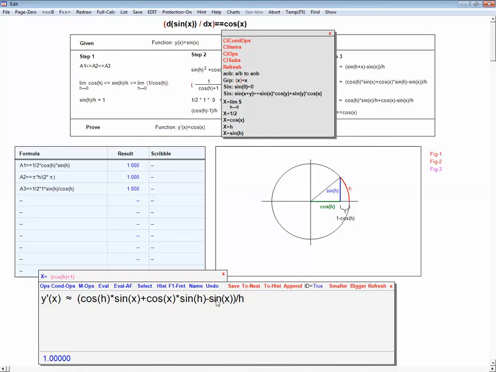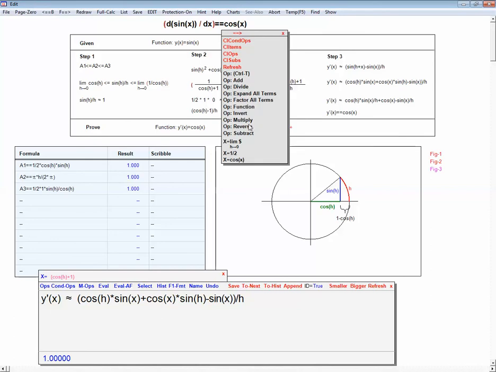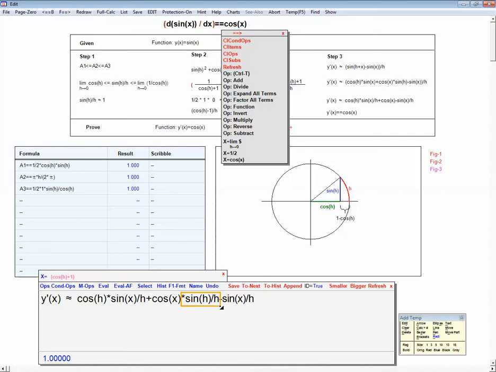All right. And now, notice it's the whole thing over h. I'm going to actually distribute that h. So let's just expand all terms, and that distributes the h. And the reason I did that is I now see here the sine of h over h. And we know that in the limit, that goes to 1. That's exactly what we proved back here in step 1. So let's take the limit by making that substitution.